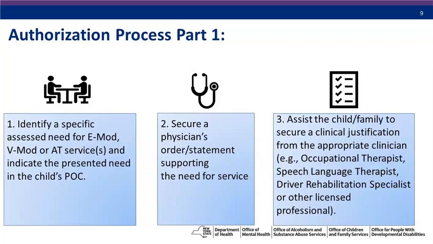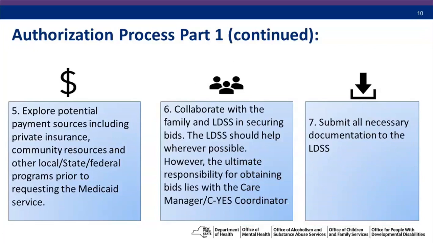And then they would assist the child and family to secure the clinical justification from the appropriate clinician, this meaning like the OT, speech therapist, it could be a behavior specialist, and so on. It just depends on what kind of modification or assistive technology the family is looking for. They would also explore any payment sources, including private insurance, community resources, and other local and state programs that would pay for this product prior to requesting the Medicaid service. That is the care manager's job.